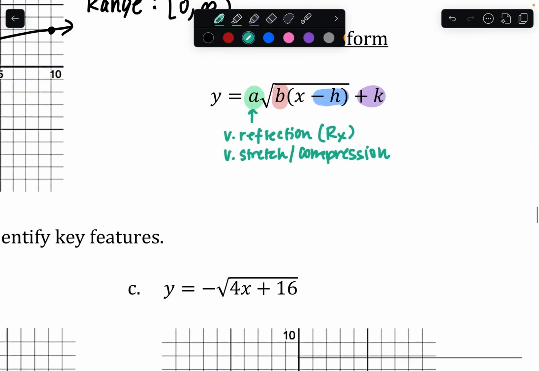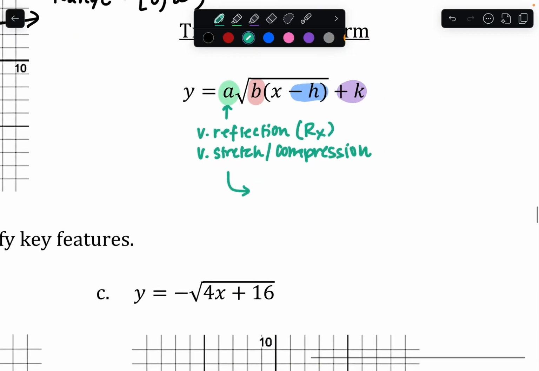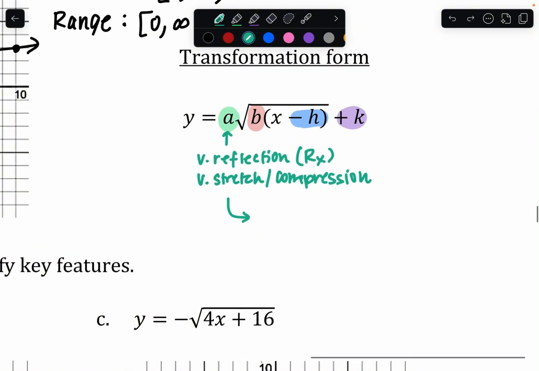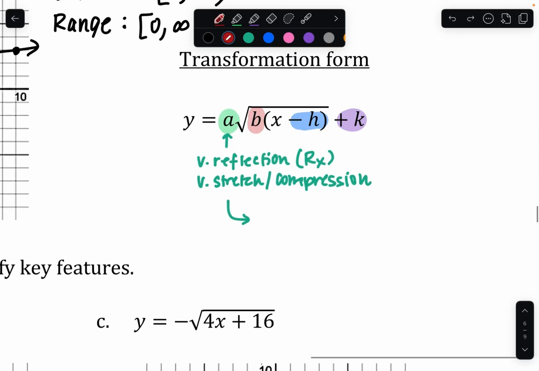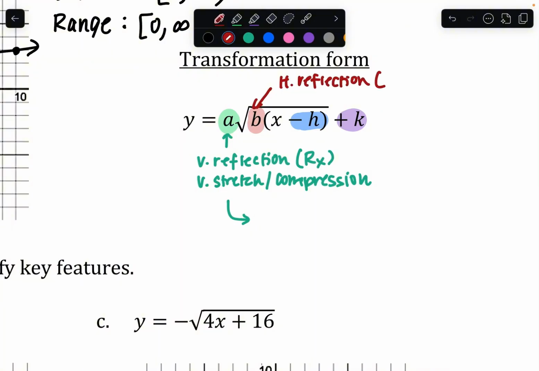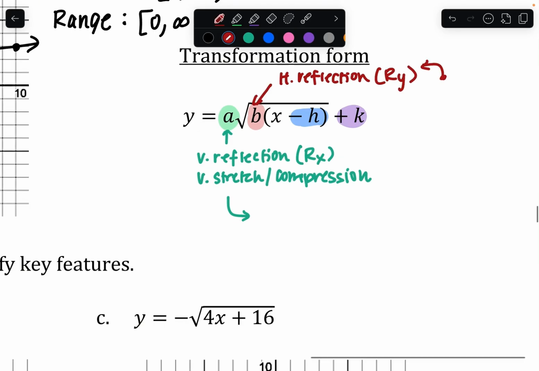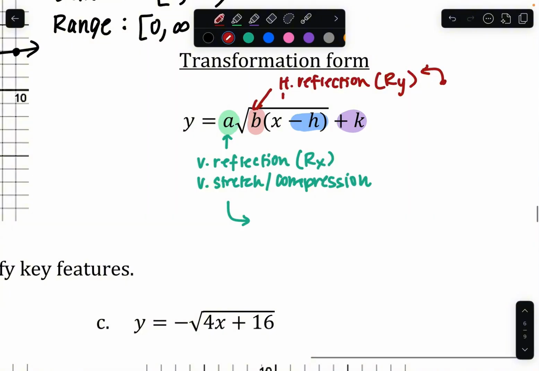Okay, and so a vertical reflection would end up with a square root that looks upside down. And then, of course, a stretch would be taller, and then a compression would just be shorter. For the b value, that is where we have our horizontal stretches and compressions and reflections. And so I'm going to say horizontal reflection, which would be a reflection across the y-axis. And that would cause our square root function to be facing to the left. And then a horizontal stretch or compression.